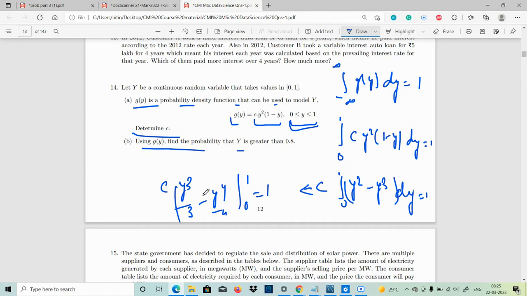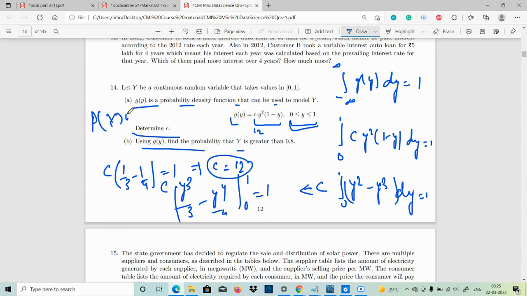If you put in these values, you get c times (1 by 3 minus 1 by 4) is equal to 1. So this implies that c will be 12. Okay. So if you put 12 here, now it is going to be your PDF. And now you can easily find the probability of Y greater than 0.8.